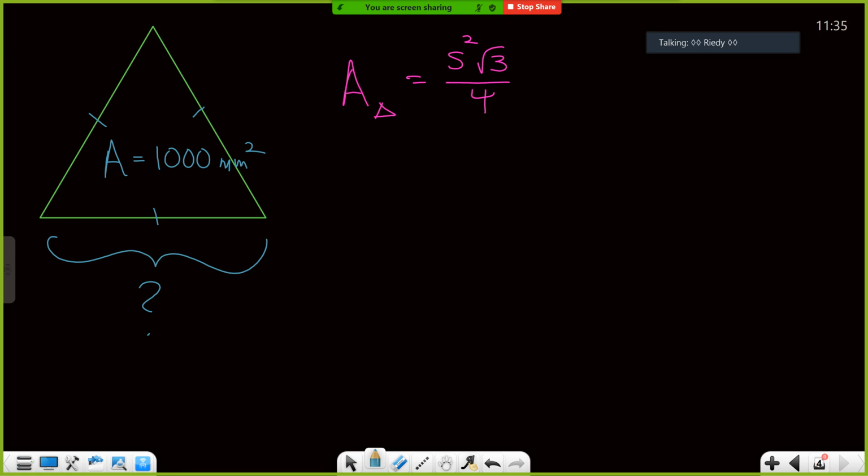And again, I'm going to continue to talk while you're calculating. When we did 1/2 base times height, there were 3 variables there. 3 different types of problems. With this formula, there's only 2 variables, the area or the side length. The first one we did in yellow was given the side length, solve for the area. This is going backwards. Given the area, solve for the side length.